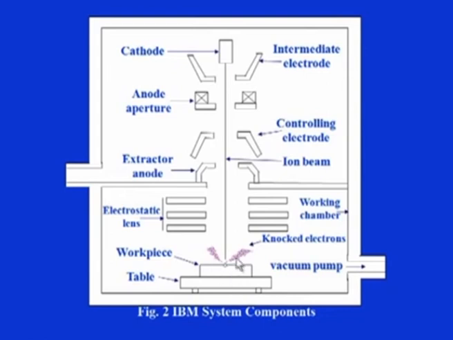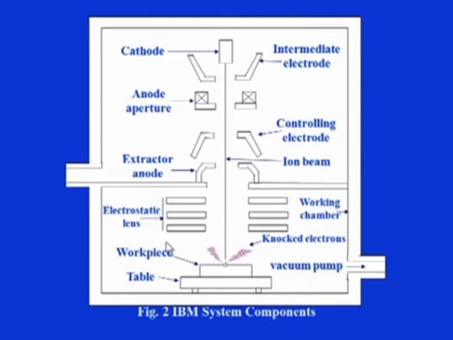Therefore, this is not a thermal process, unlike electron beam machining and plasma beam machining in which melting and evaporation take place. Here atoms will be removed or ejected out because of the bombardment of these ions on this workpiece surface. As we have already indicated, the process also needs high vacuum, and therefore, the entire chamber will be connected to a vacuum pump.